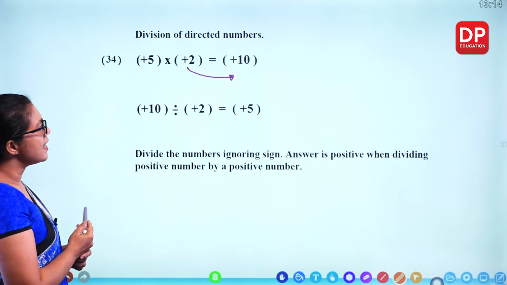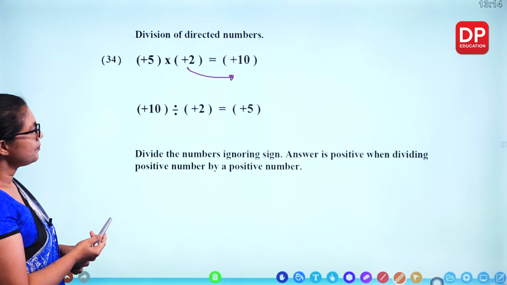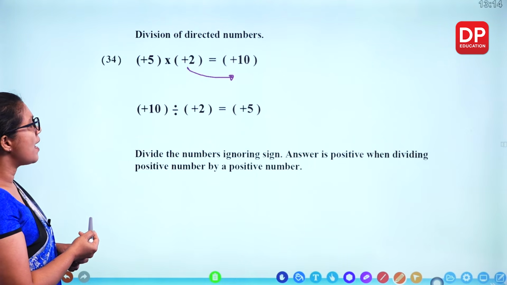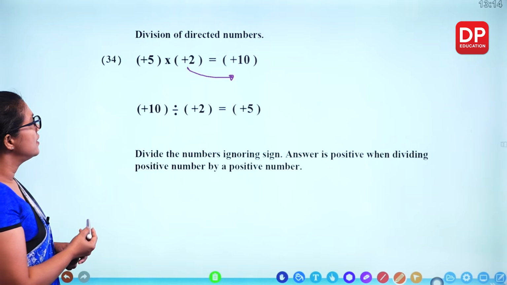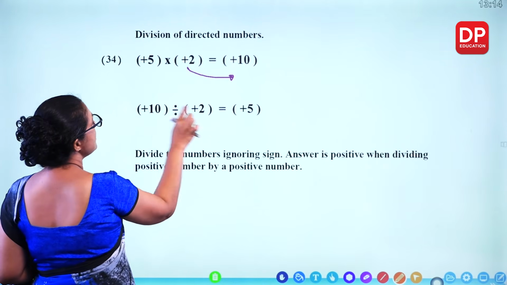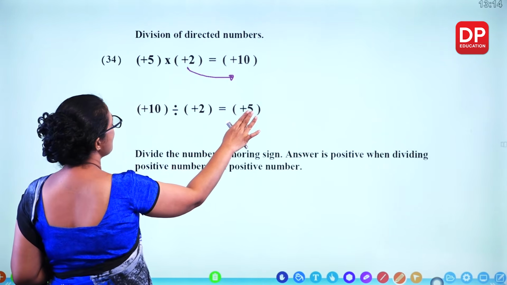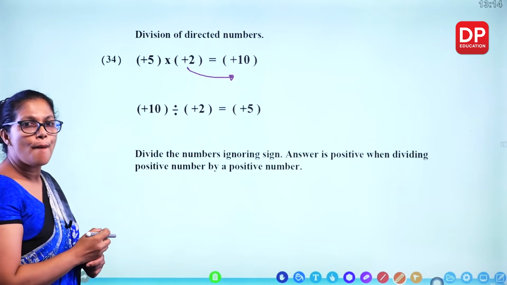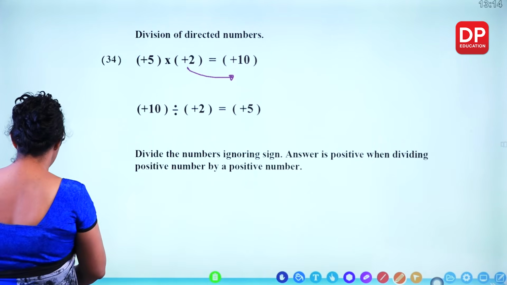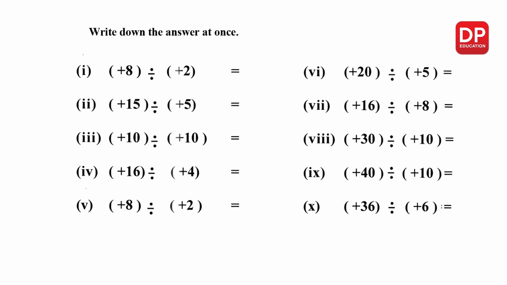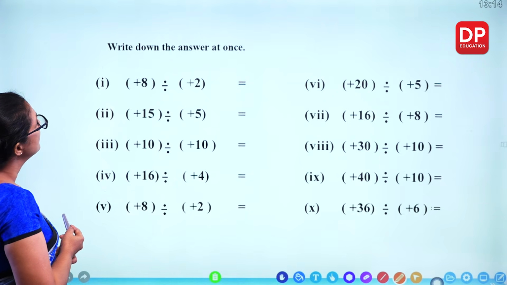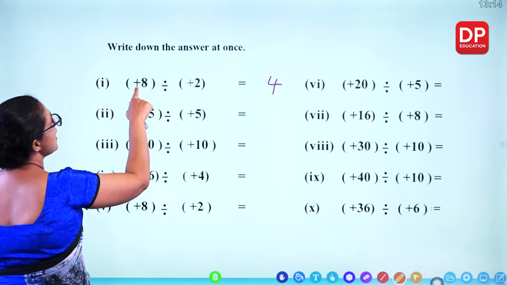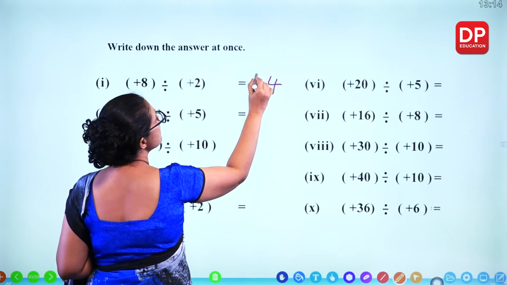Divide the numbers ignoring the sign. Answer is positive when dividing positive number by a positive number. So just ignore the sign. 10 divided by 2, you get 5. Both positive means answer is also positive. Write down the answer at once. 8 divided by 2 is 4. How you decide the sign? Both positive means positive sign.